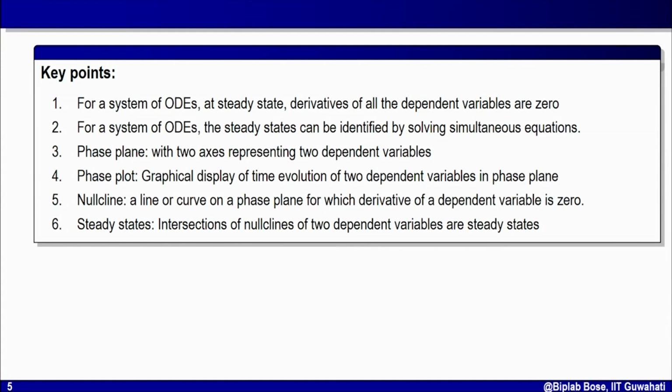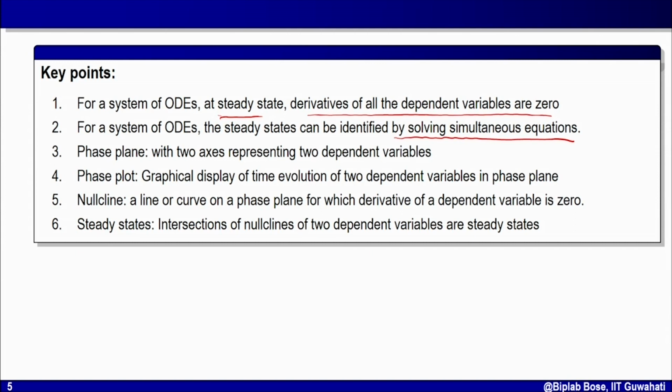For a system of ODEs where you have more than one dependent variable, at steady state, the derivatives of all the dependent variables are 0. We can identify this steady state by putting all the derivatives equal to 0 and then solving those equations simultaneously. Using simple algebra, we can identify the steady state.